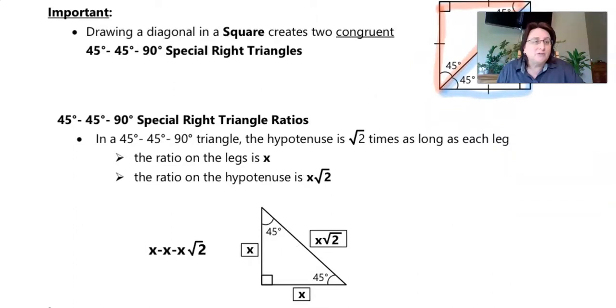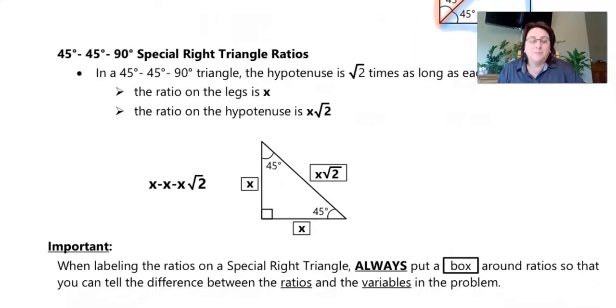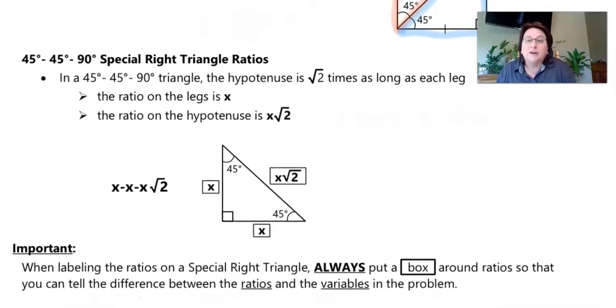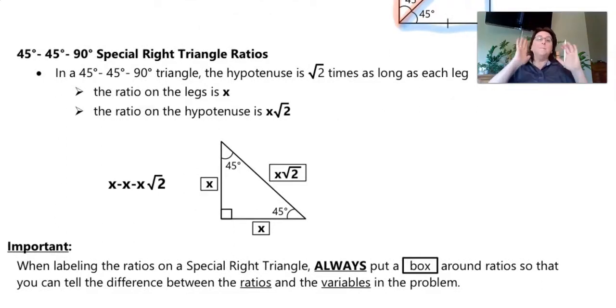Let's take a look at these side lengths. What makes it so special is that regardless of how big or how small any of these right triangles are, the 45-45-90s, what is always true is that the hypotenuse is the square root of 2 times as long as each leg. What? Okay, hang on. Let's take a look at this.